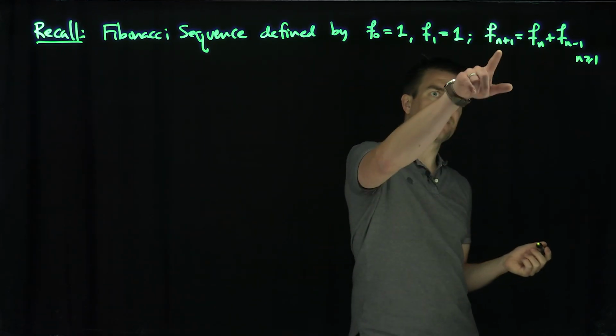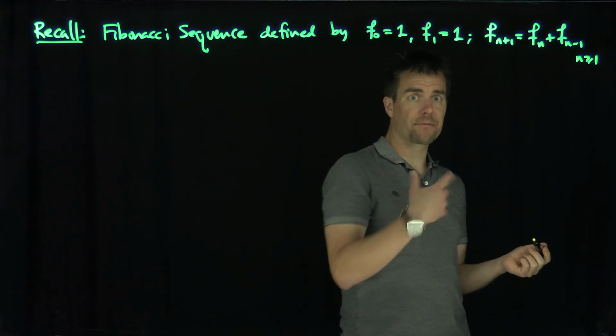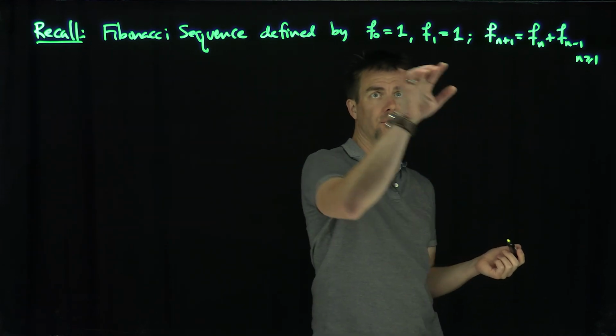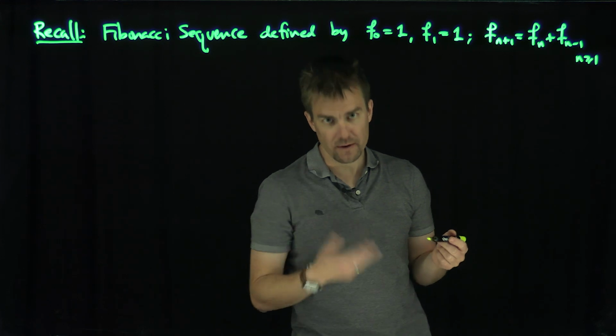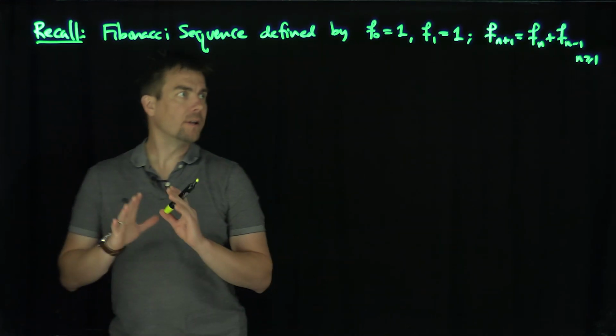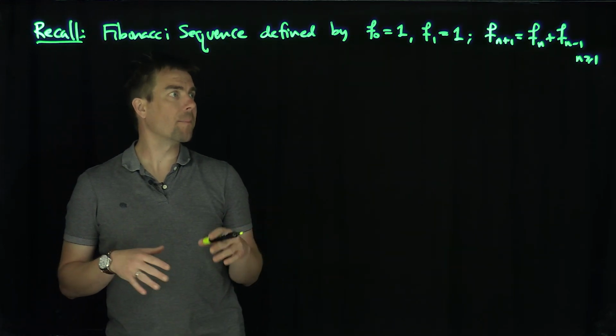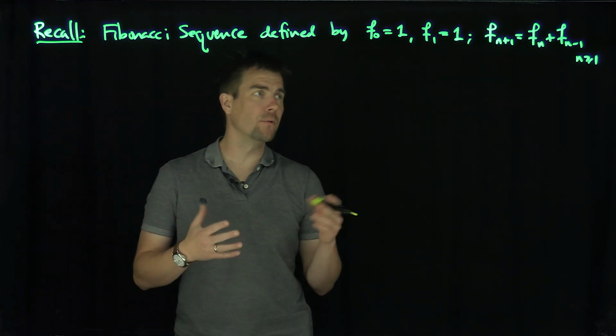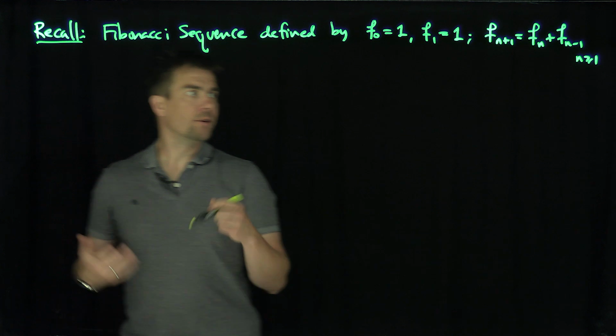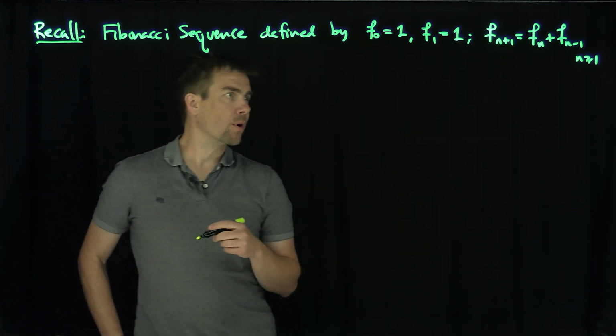This will allow me, for example, to find f2. If I plug in n equals 1, I get f2 is f1 plus f0, so f2 is going to be 2, then 3, then 5, then 8, etc., right? These exhibit a tremendous number of awesome mathematical properties. They occur in pop culture all the time, sometimes right, sometimes wrong, but they're really very powerful, and it's an interesting sequence to study.